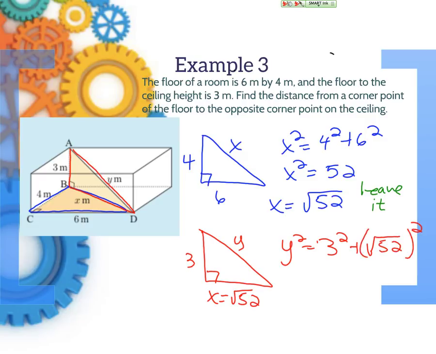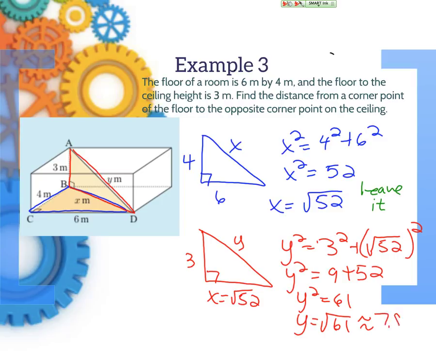And now we're going to get a much more accurate number because we did not round this. We left it exact as the square root of 52. So when I square it, that's out of there. So we've got y squared equals 9 plus 52. So we've got y equals the square root of 61. And at this point, we do want to get an approximate answer for that. It's 7.81 meters.